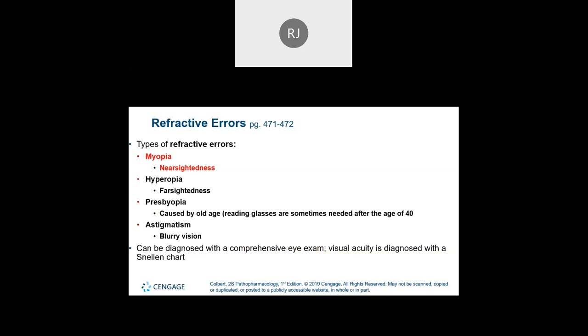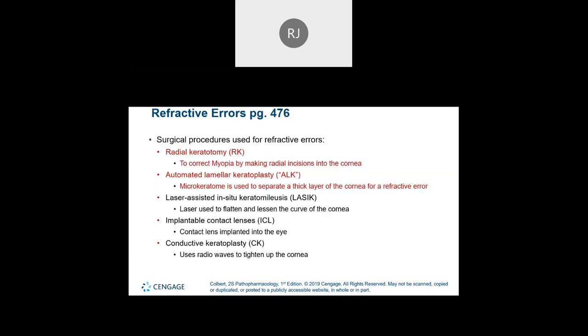Types of refractive errors: myopia, which causes nearsightedness. We have hyperopia, which is farsightedness, and then we have presbyopia, which is caused by old age, and then we have astigmatism, which is blurry vision. And all of this can be diagnosed with a comprehensive eye exam. Visual acuity is diagnosed with what they call a Snellen chart. I'm sure you've seen one where they have the big A at the top. That's a Snellen chart.